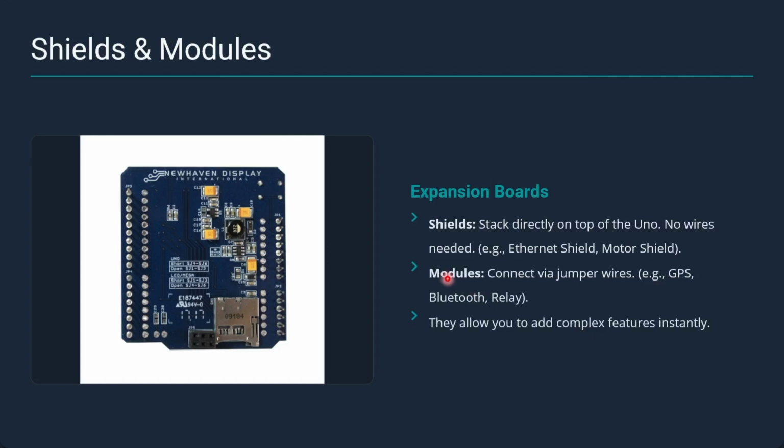Shields and modules. To take our project to the next level, we use shields. They are pre-assembled boards that stack directly on the Arduino, like an Ethernet or Wi-Fi shield for instant connectivity. And modules are smaller, self-contained units like GPS or Bluetooth that connect with wires.